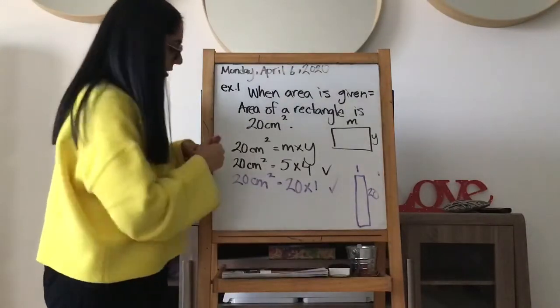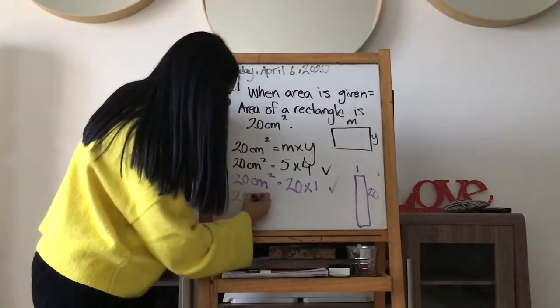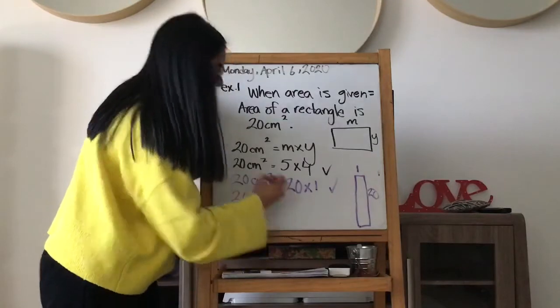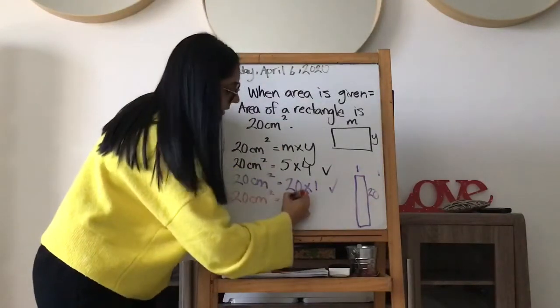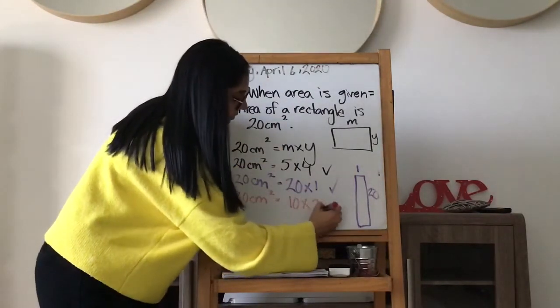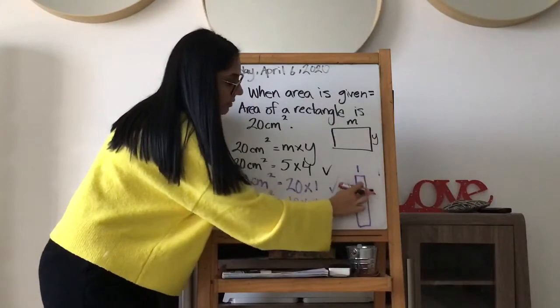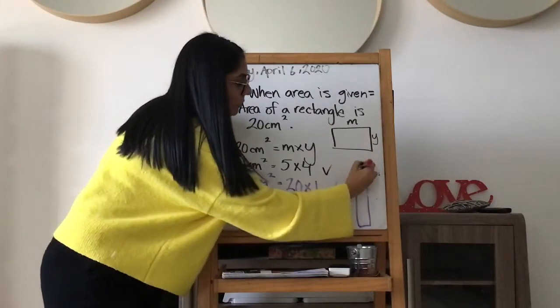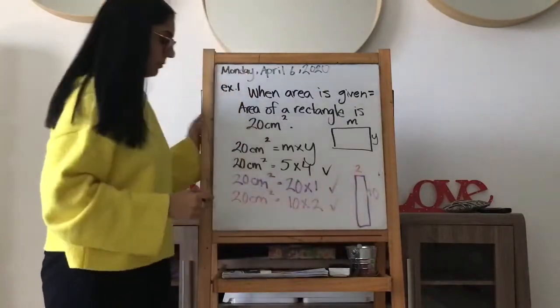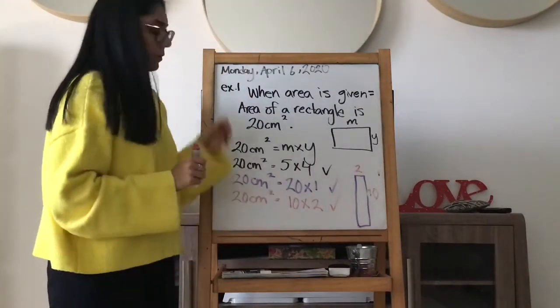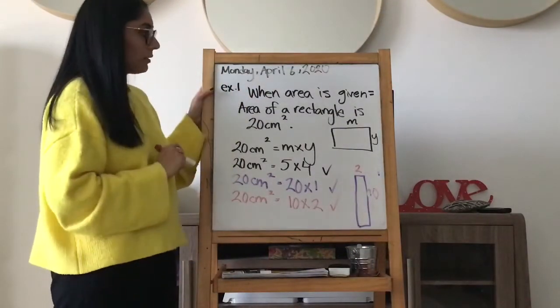Do you know other two numbers that equal 20 centimeters squared? 10 times 2. So this could be 2, and this could be 10. So any two numbers multiplied to equal 20 would be correct for this example.